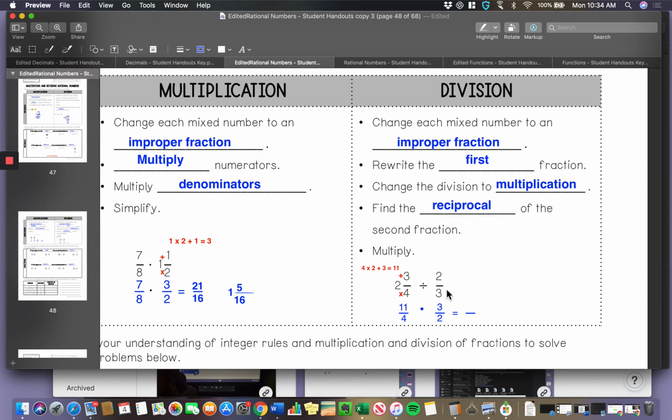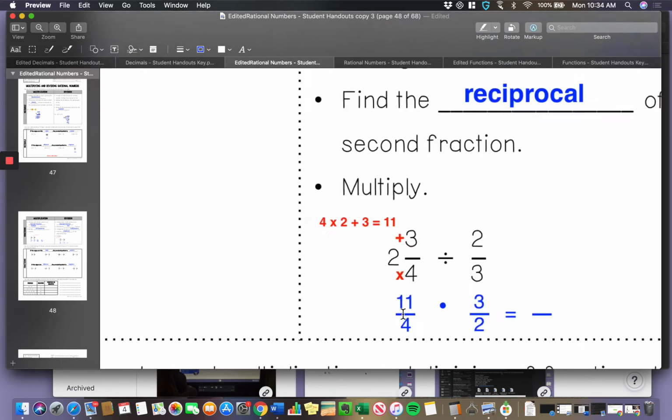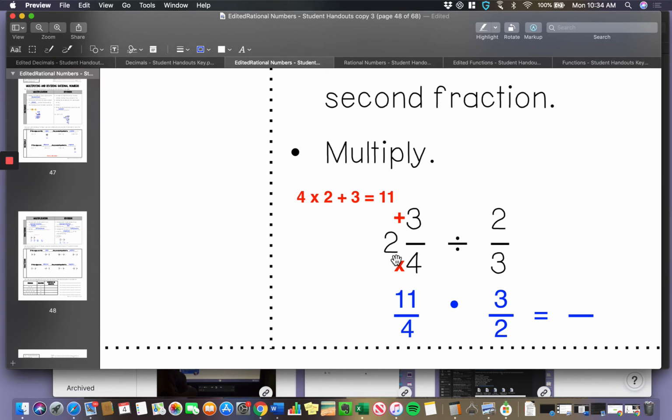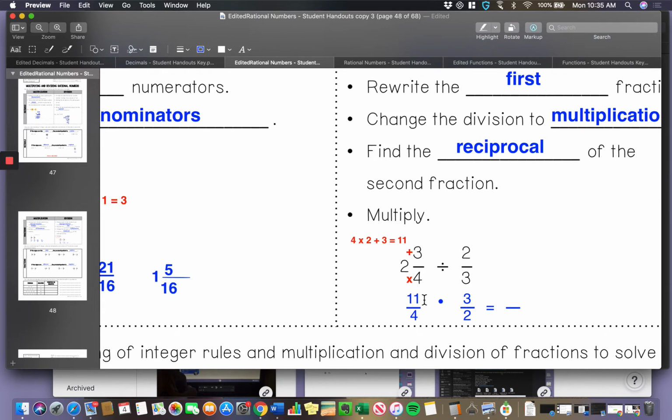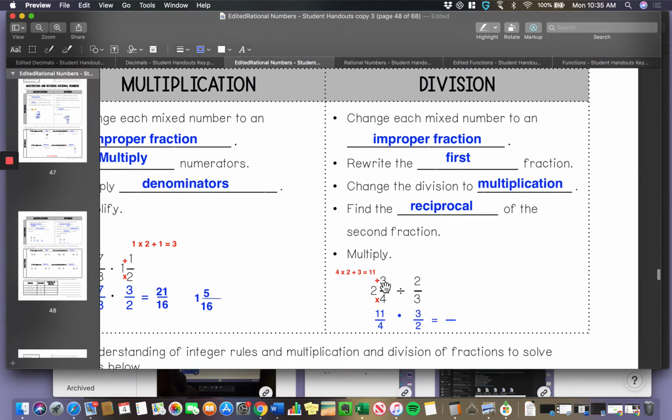And then the reciprocal. The reciprocal is taking the denominator and moving it to the top, and the numerator and moving it to the bottom. So I've kept my first fraction here, but of course I have to change my mixed numbers. So I have 4 times 2 plus 3. 4 times 2 plus 3 is 11. My new numerator is 11. So I've rewritten the first fraction after I've changed it to an improper fraction. It was a mixed number, now it's improper.